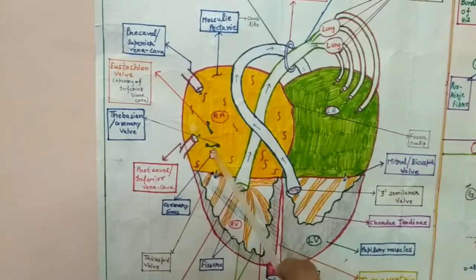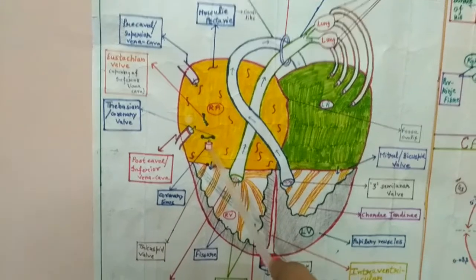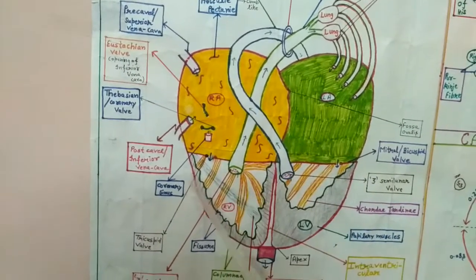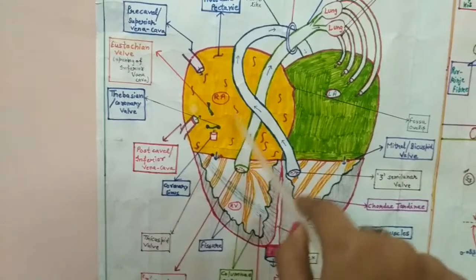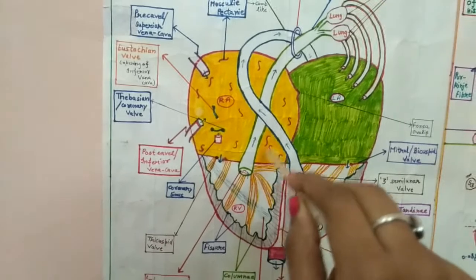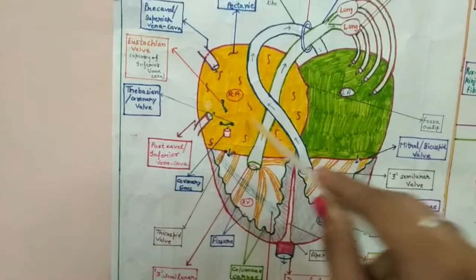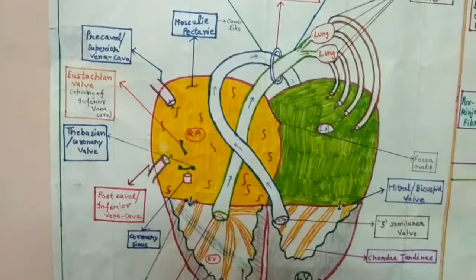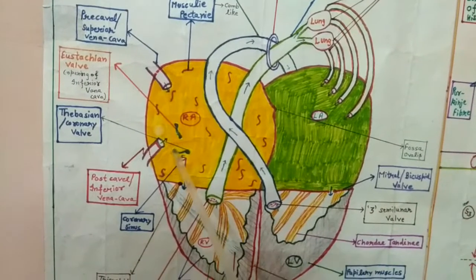You can also see here the coronary sinus. What is the function of the coronary sinus here? So friends, the coronary sinus takes blood from the heart wall and puts it inside the right atrium. You can know about these things that the blood collected in the right atrium is deoxygenated blood, not oxygenated. This is deoxygenated blood.